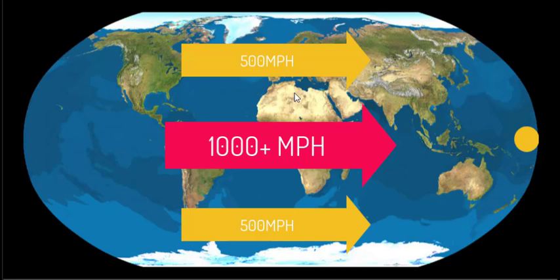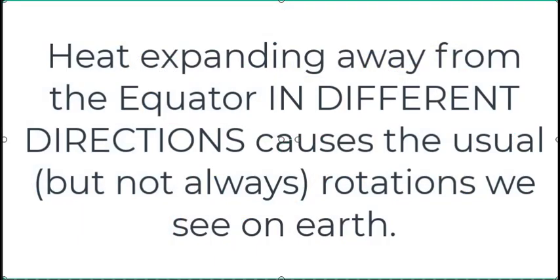So let's get into this and see if there are exceptions to the rule, because if there are, Coriolis is not causing low pressure systems to spin the way they do in their respective hemispheres. Heat expanding away from the equator in different directions causes the usual, but not always, rotations we see on the Earth. We're now going to look and see how cold air acts as a boundary. Remember boundaries. This will come in later as we look at fluid dynamics.